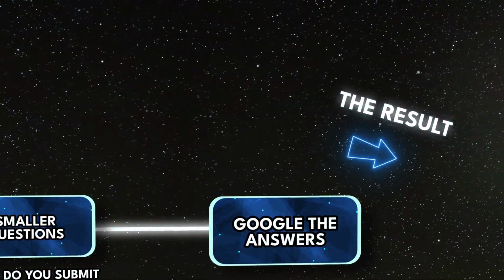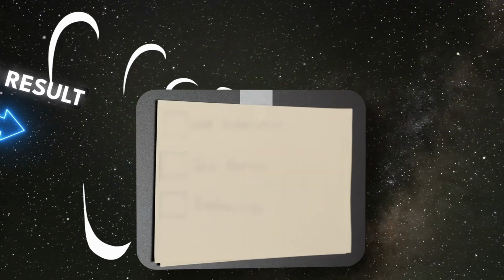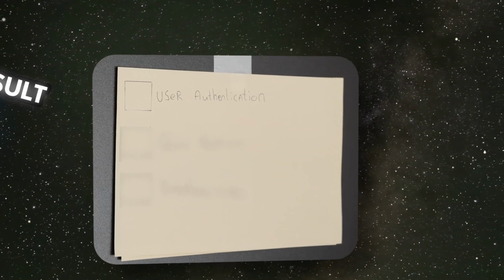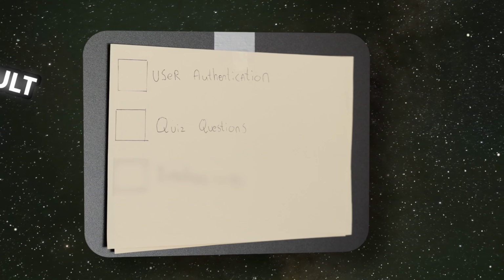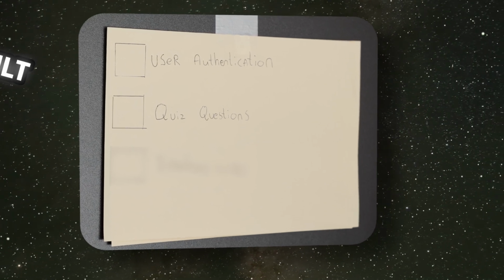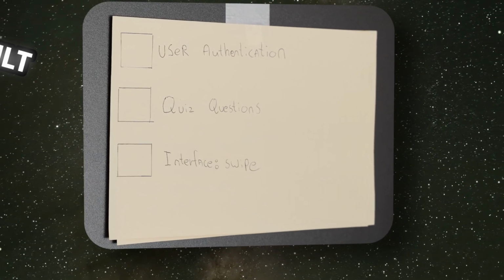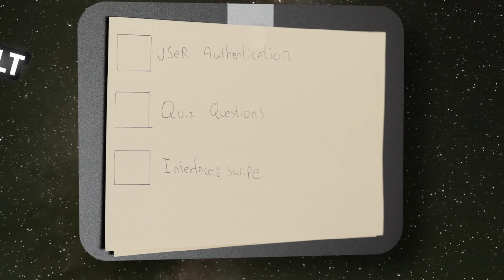And the result for me were 3 focused questions. 1. How can you implement user authentication in Flutter? 2. How can I save quiz questions in a database and also retrieve them? And the last one, how can I display a page with a question and make it swipeable?